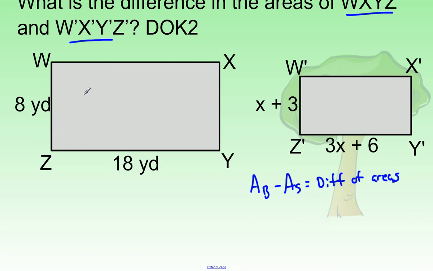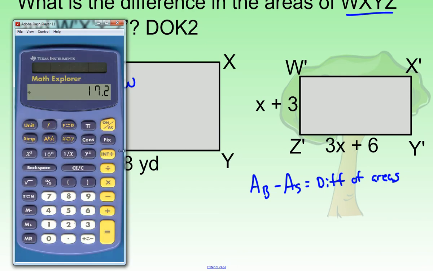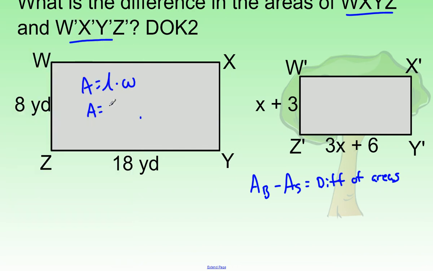Okay, let's see. So the area of the big rectangle, area is length times width. My area is 8 times 18, which is 80 and 64, is what, 144? 8 times 18. 144. Yay! I know the area of the big one, 144. Now I need to find the area of the small one.